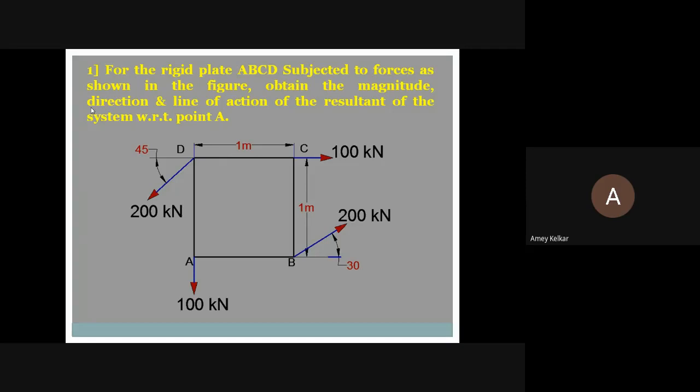So this is a problem. We have a plate which is square in shape ABCD, and at each point some forces are acting. If you take point A, there is a 100 kilonewton force going downwards. At point B, there is a 200 kilonewton force.